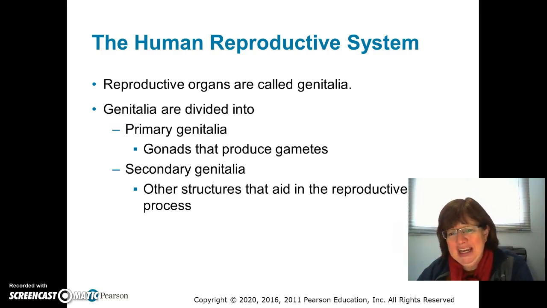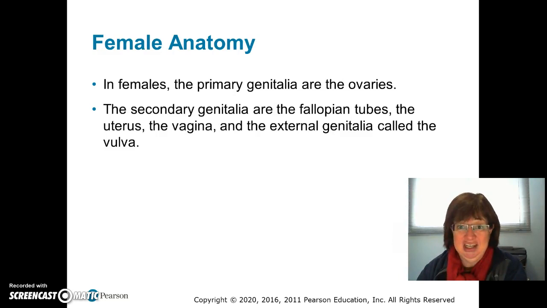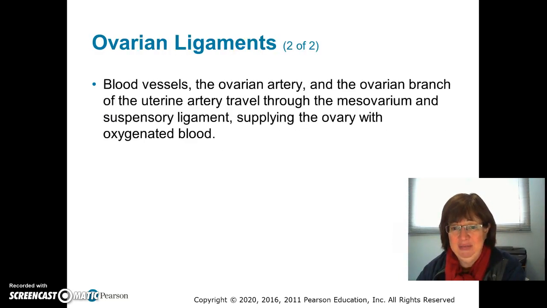Now, when we look at it, reproductive organs are called genitalia. There are the primary organs and then the secondary organs. The primary organs are the gonads that produce gametes, so that's testicles in a male and ovaries in a female. But there's also the secondary genitalia, which are the other structures. So let's look at female first.